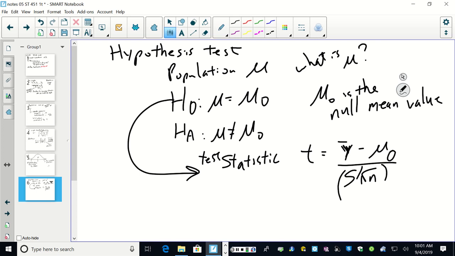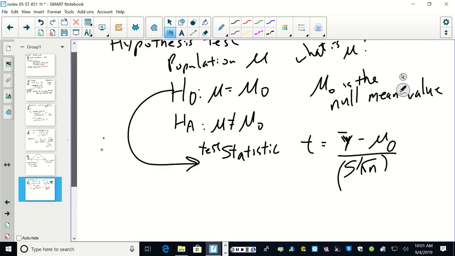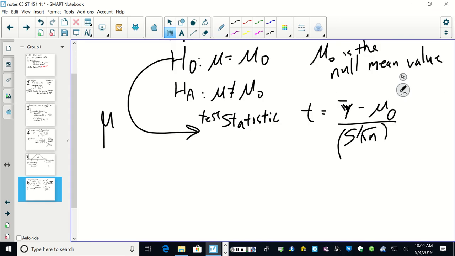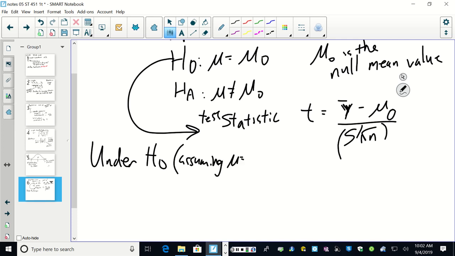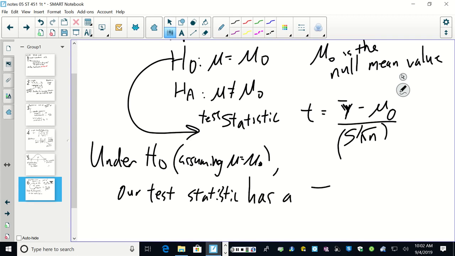But then probability theory says that, let's go back. Under the null hypothesis, so assuming H0 is true, assuming mu does in fact equal mu sub 0, this t statistic, our test statistic, has a t distribution with n minus 1 degrees of freedom.